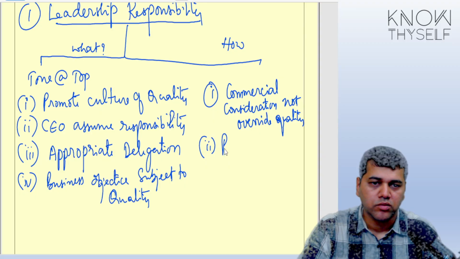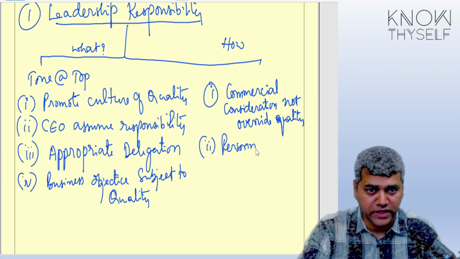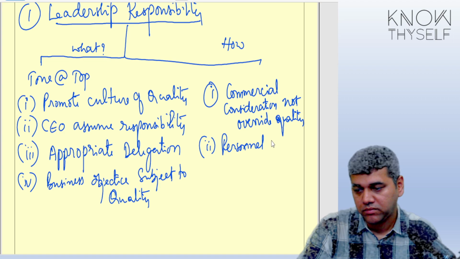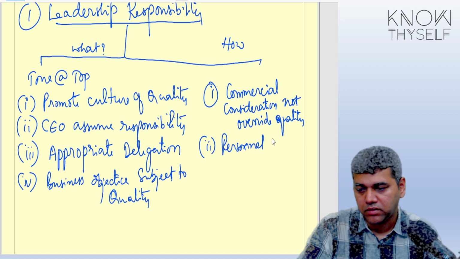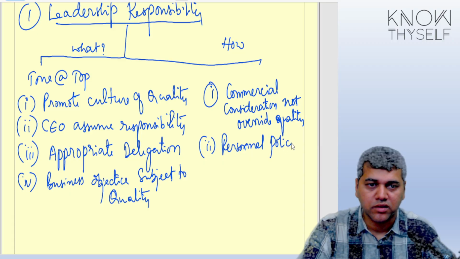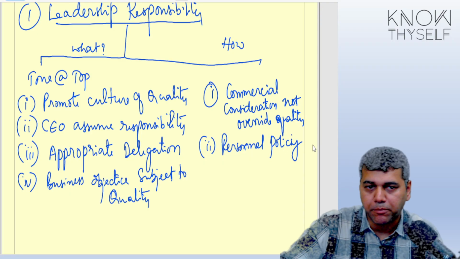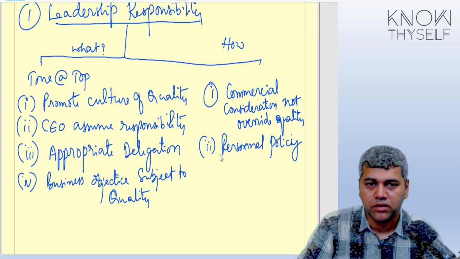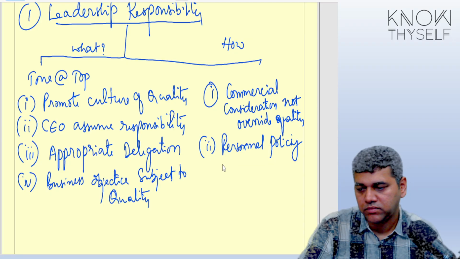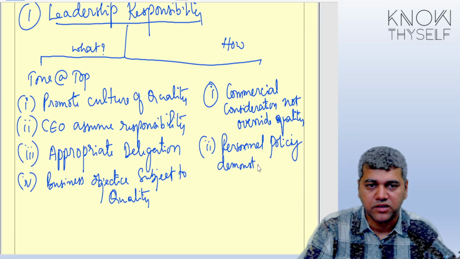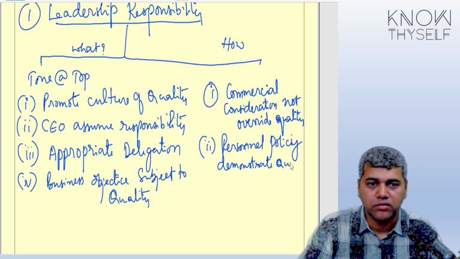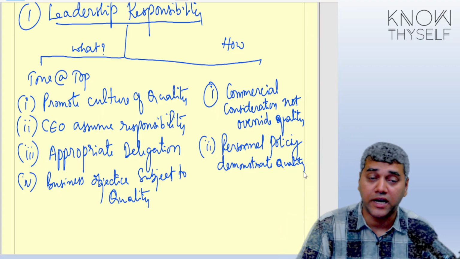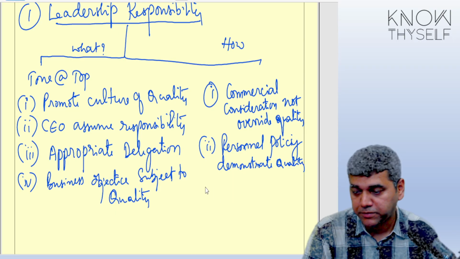Second, personnel. See, it's not personal. Personnel means employee. Personnel policy, that means their appointment, compensation, promotion, etc. Demonstrate quality. That means commitment to quality. So personnel policy shows that you are hiring highly qualified people, experienced people.